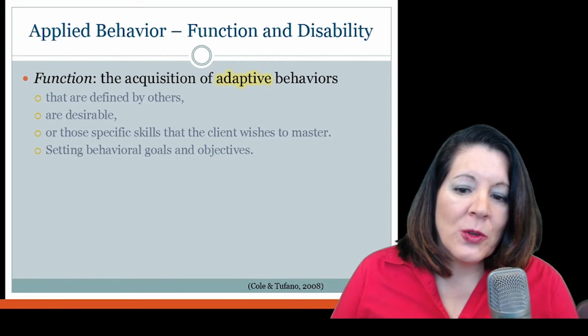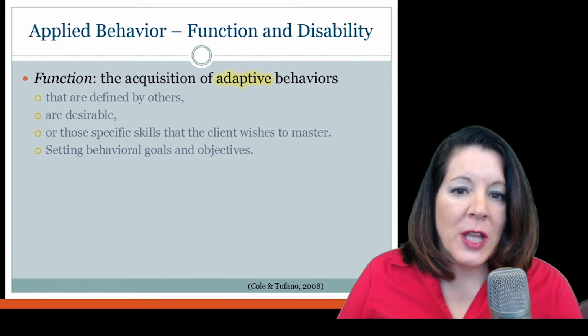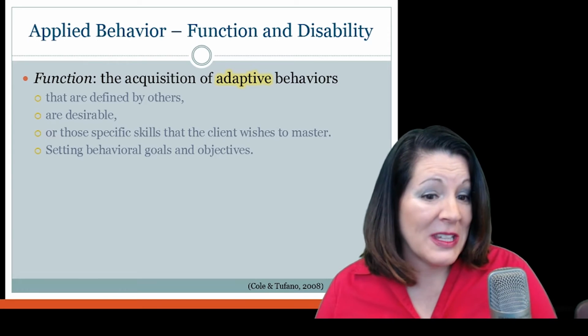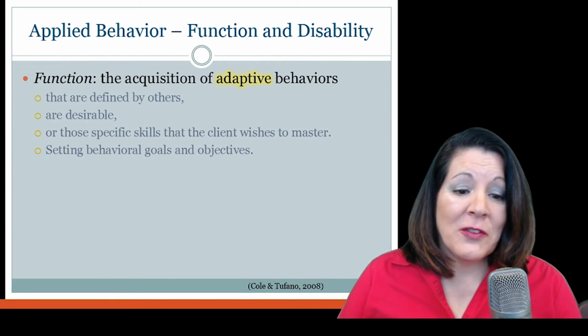So we are now going to talk about the different aspects of breaking our theory down and understanding it. So this is the analysis part. And we're looking at function and disability.